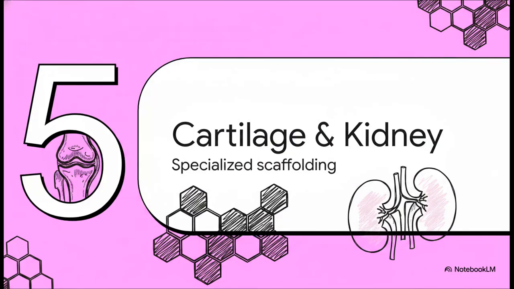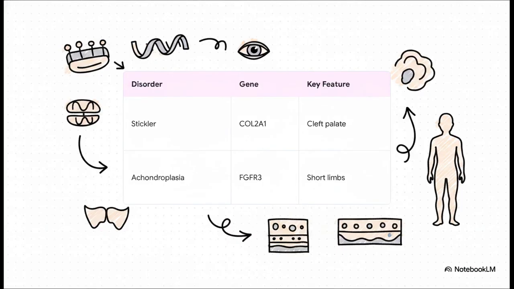Section 5, Cartilage and Kidney Disorders. Let's check out some highly specialized scaffolding in the body. Here we're dealing with localized matrix defects. Stickler syndrome is all about mutations in type 2 collagen, which is huge in cartilage and in the eye, leading to cleft palates, hearing loss, and retinal detachments.